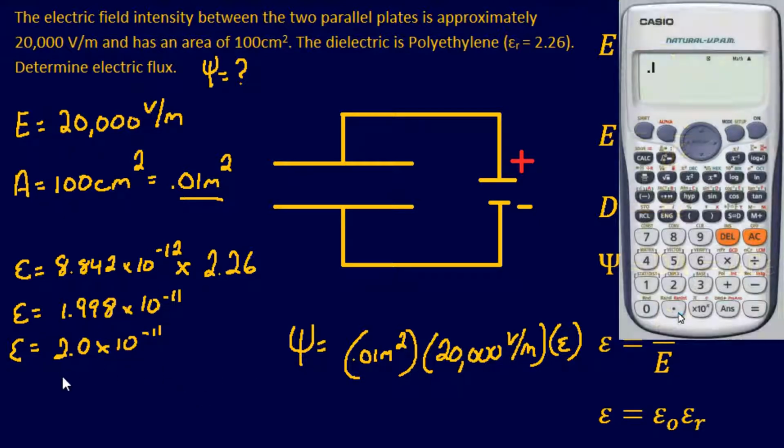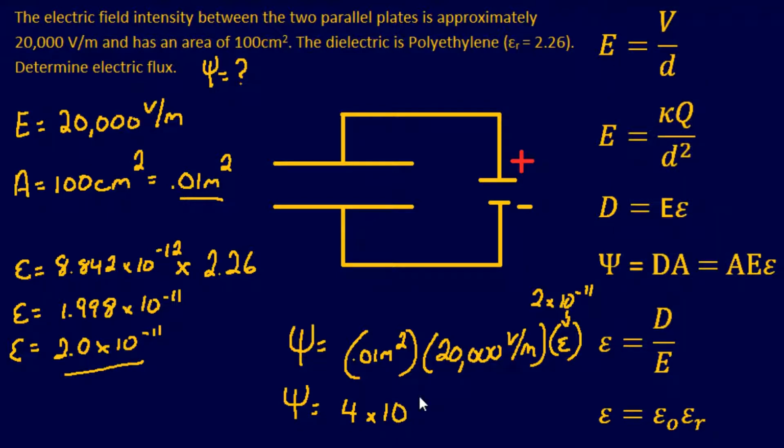Okay, so we have right there our permittivity, which we can put over here, which is 2 times 10 to the negative 11. So we plug and chug this in our calculator. It's going to give us a final answer of 4 times 10 to the negative 9 coulombs. And that right there is going to be our final answer.